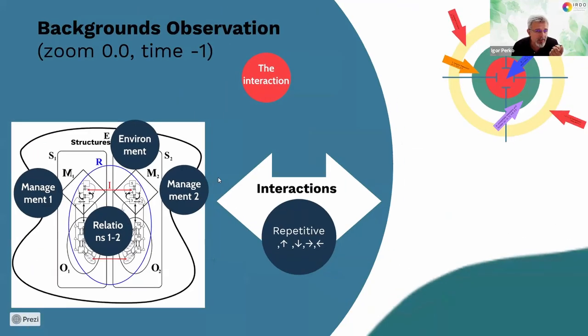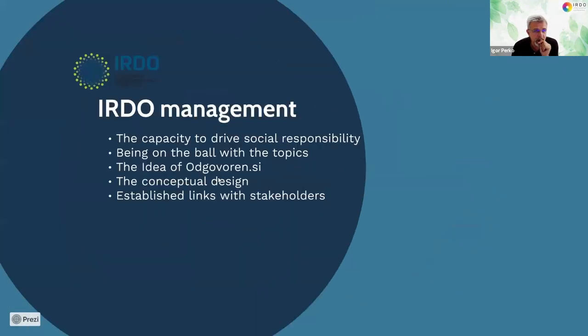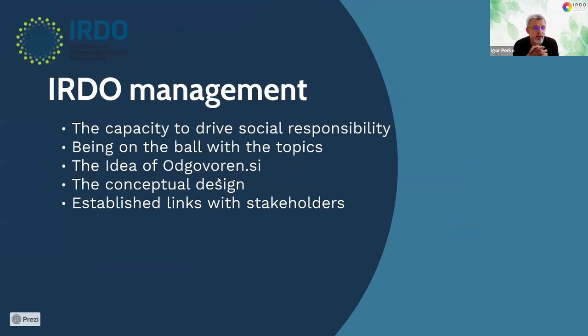Okay? Now let's see which structures need to be present in system 1. So the first system is IRDO. IRDO is the Institute for the Research of Social Responsibility. Okay? And they had to develop the capacity to drive social responsibility. It took them 20 years to do that. They are on the ball with the topics of social responsibility, which they basically put in because they work with companies all the time. Okay?